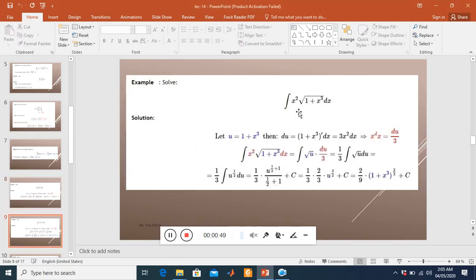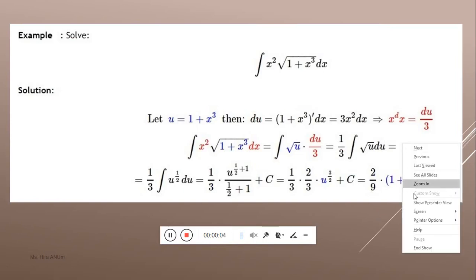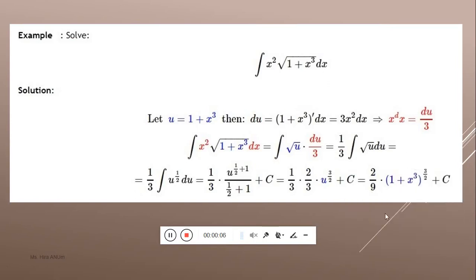So solve this integral x square radical 1 plus x cube dx. Let 1 plus x cube equal u. Then du equals the derivative of 1 plus x cube times dx, which is 3x square dx. So x square dx becomes du over 3.